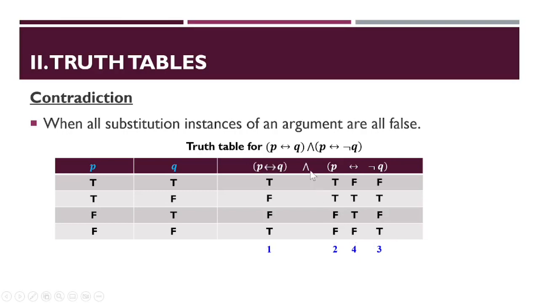Now we finish off with the connective and. We focus on the number 1 and number 4 columns. True and false, that is false. False and true, that is false also. False and true, false again. True and false, false again. Since and can only be true if both of them are true, as we can see, the final truth values are all false.